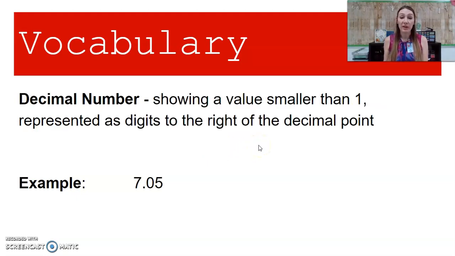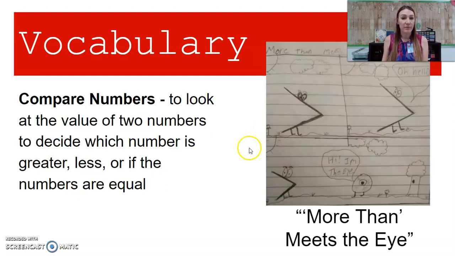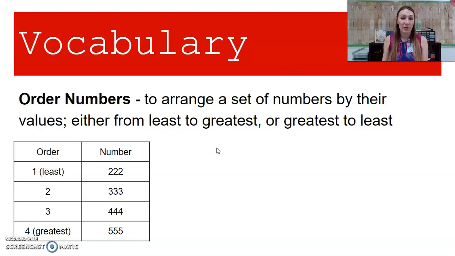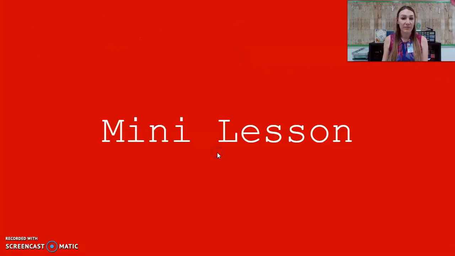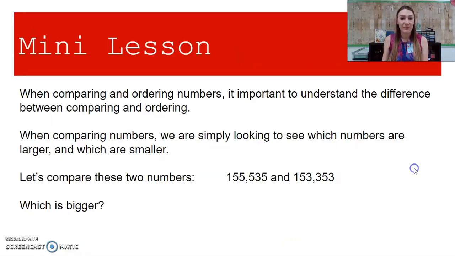A decimal number is a part of a whole number. This shows the values smaller than 1, represented as digits to the right of the decimal point. To compare numbers means to look at the value of two numbers to decide which number is greater, less, or if the numbers are equal. To order numbers, we're arranging a set of numbers by their values, either from least to greatest or greatest to least. All right, let's get into our mini lesson.